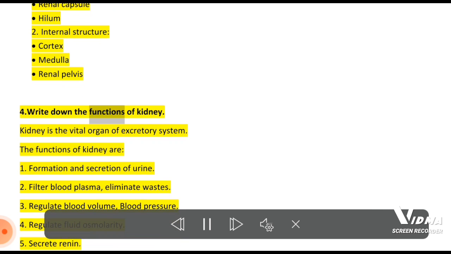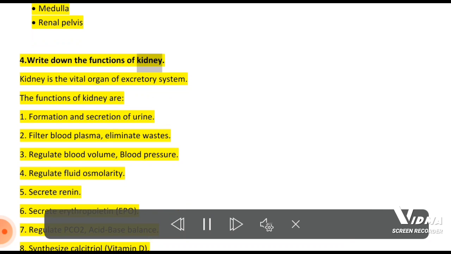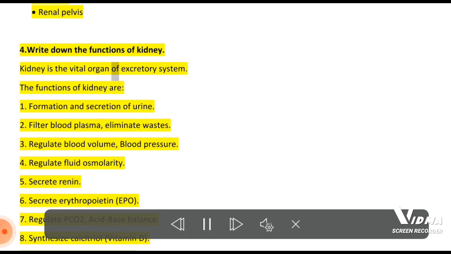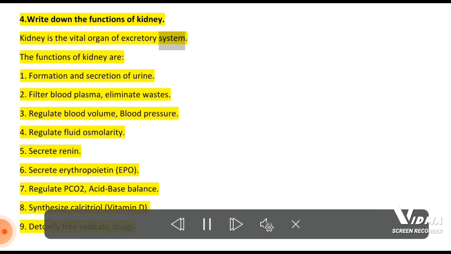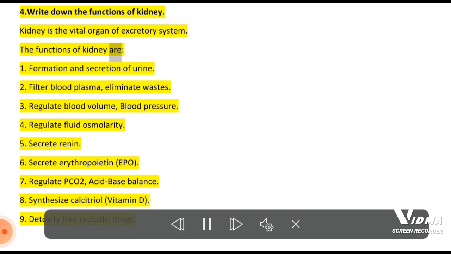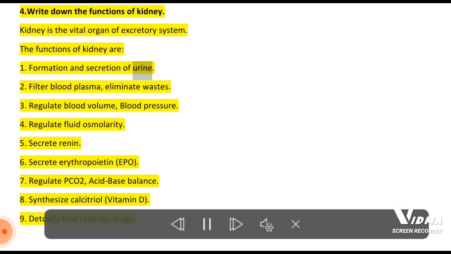4. Write down the functions of the kidney. The kidney is the vital organ of the excretory system. The functions of the kidney are: 1. Formation and secretion of urine. 2. Filter blood plasma, eliminate wastes. 3. Regulate blood volume, blood pressure.